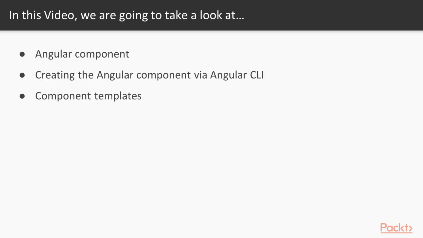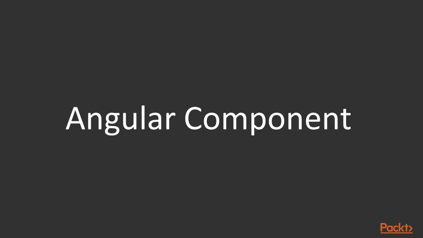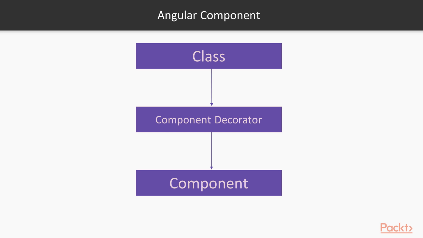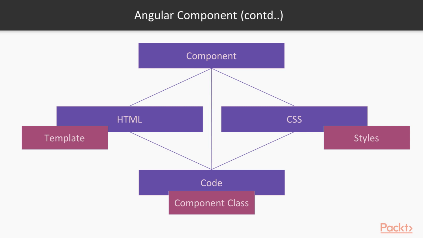So in this video, we are going to focus on Angular component. We'll create an Angular component via Angular CLI, and we'll explore templates. Angular components are simply classes that are designed as a component with the help of the component decorator. Each component has a defined template and styles, which can communicate with the code in the component class. So let's see closer how our main app component is defined.